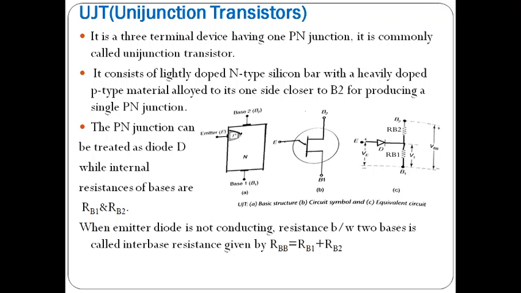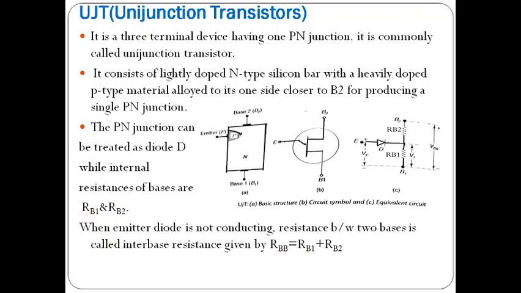The emitter terminal is connected to the anode of the PN diode, and the cathode terminal is connected to the two resistors RB1 and RB2. These RB1 and RB2 are the two resistors offered by the n-type silicon bar. The RB1 resistance is closer to the base 1 terminal, and the RB2 resistance is closer to the base 2 terminal.